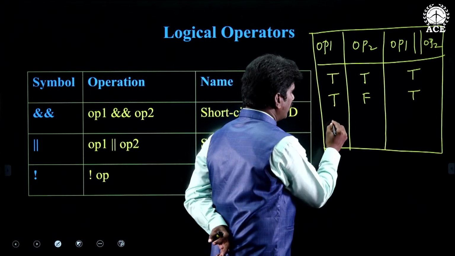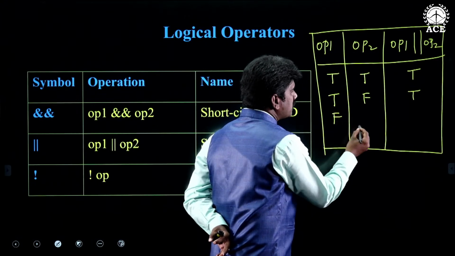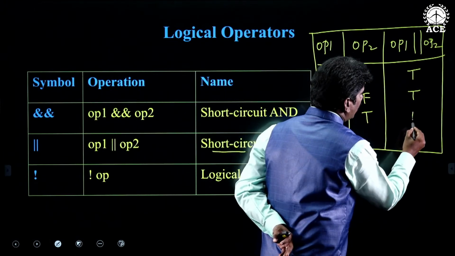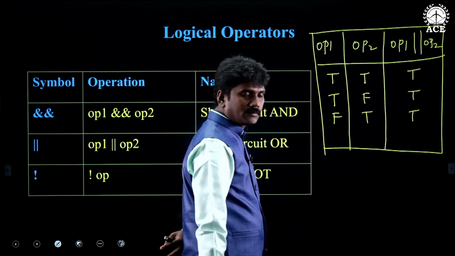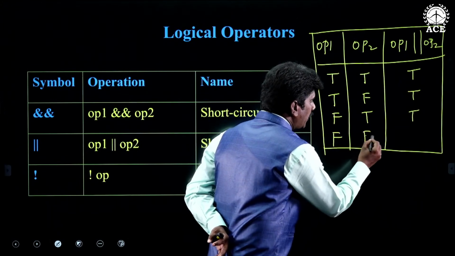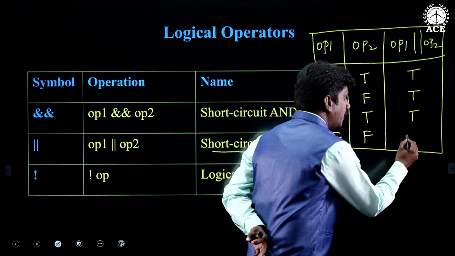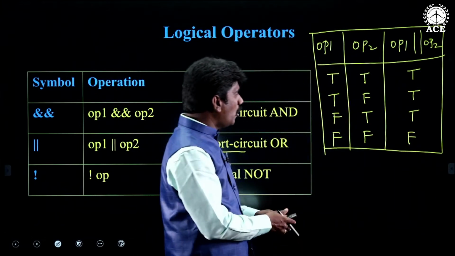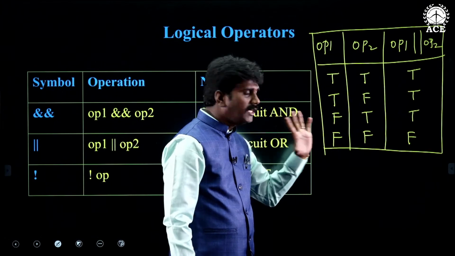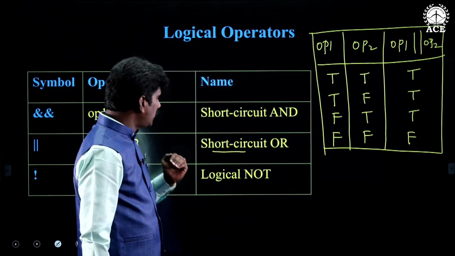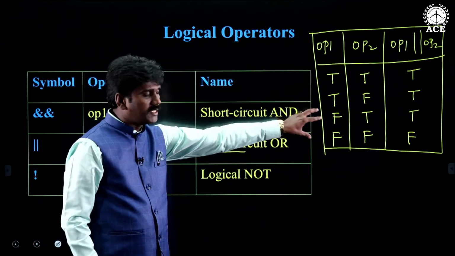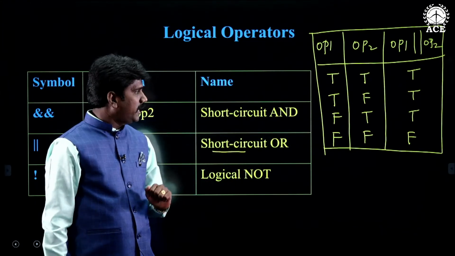Next, third case, OP1 is false, OP2 is true. In this case, again the condition is going to be true. Next one, if OP1 is false and also OP2 is false, the result is going to be false. Means if both are false, then only the condition is false. Here, what is the importance of short circuit or? Let us understand by seeing this truth table itself.